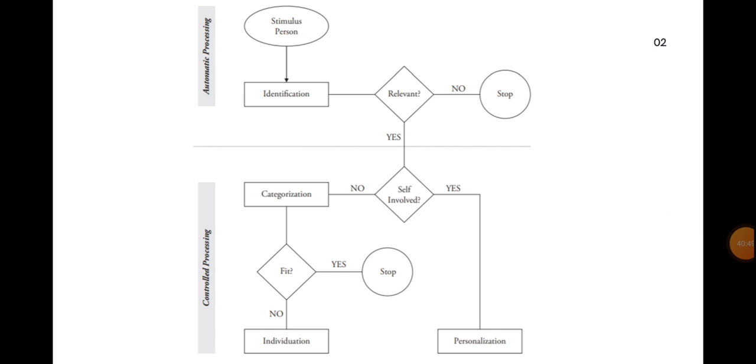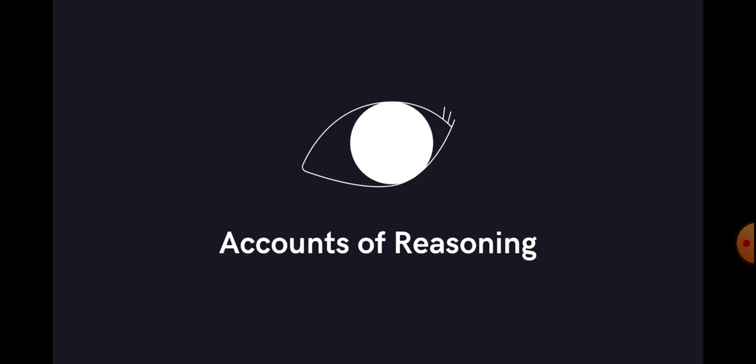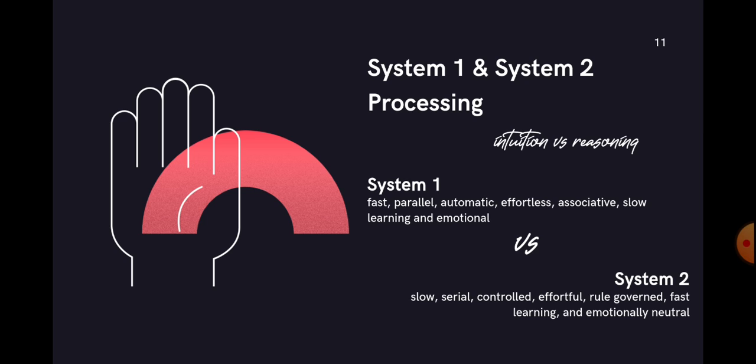Okay, so this is the dual process model, which is basically the same as I explained earlier. And then in the next section, we will discuss accounts of reasoning. So the model we choose here is System 1 and System 2 processing.